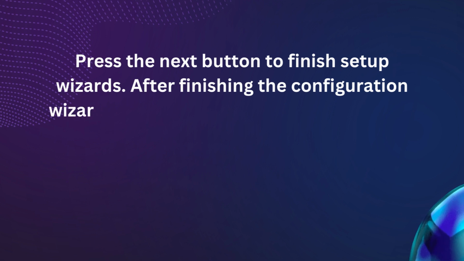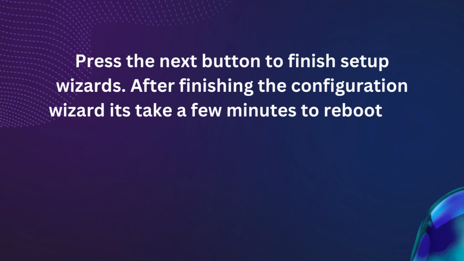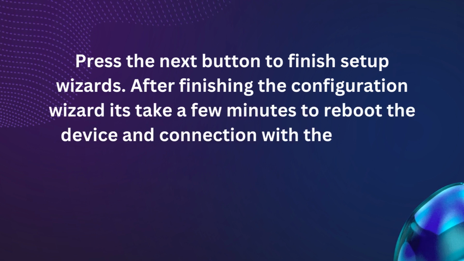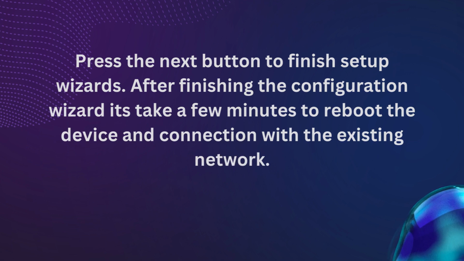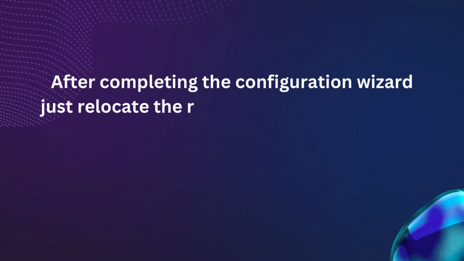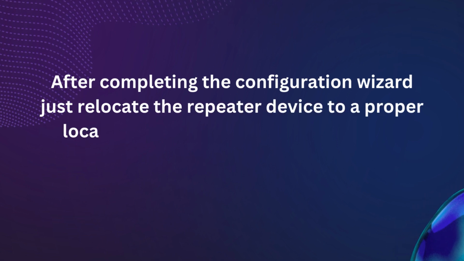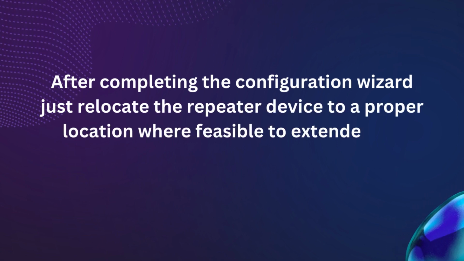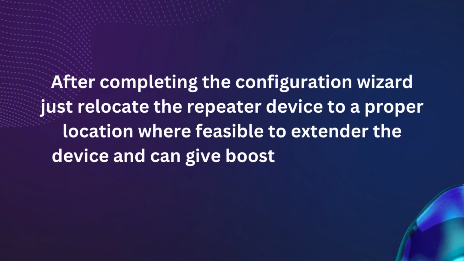After finishing the configuration wizard, it takes a few minutes to reboot the device and connect with the existing network. After completing the configuration wizard, just relocate the repeater device to a proper location where feasible to extend the network and give a boost in range to no Wi-Fi areas.